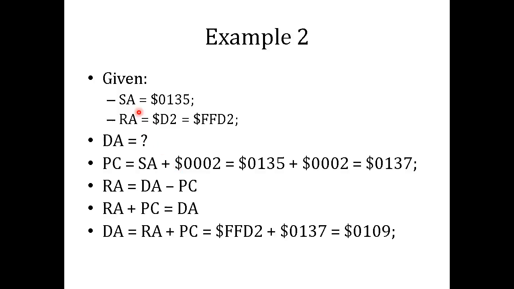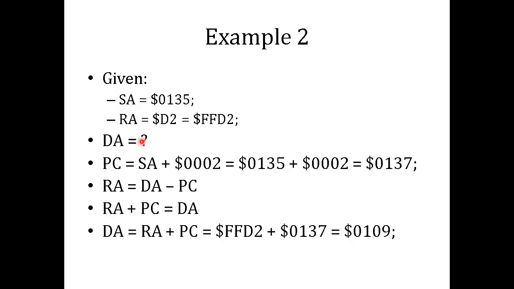Now let's look at what we are given. We are given the source address, which is 0135. We are also given the relative address, which is D2. But remember, we always extend the relative address to 2 bytes, right? How do I fill the higher byte? I just check the relative address. If it is a negative number, I fill the higher byte with FF. If it is a positive number, I fill the higher byte with 00. Now D2 is a negative number, right? So I fill the higher byte with FF. I have to do it before I plug it into the formula.